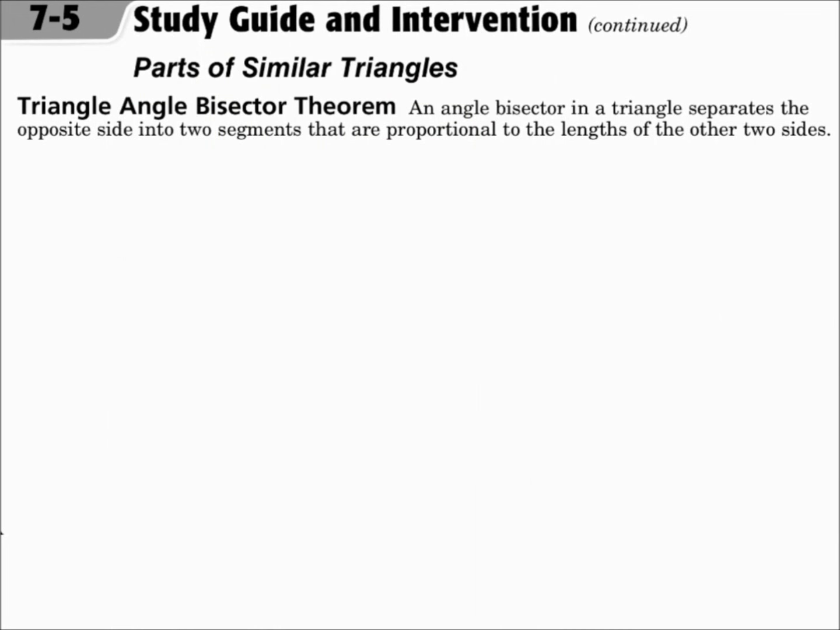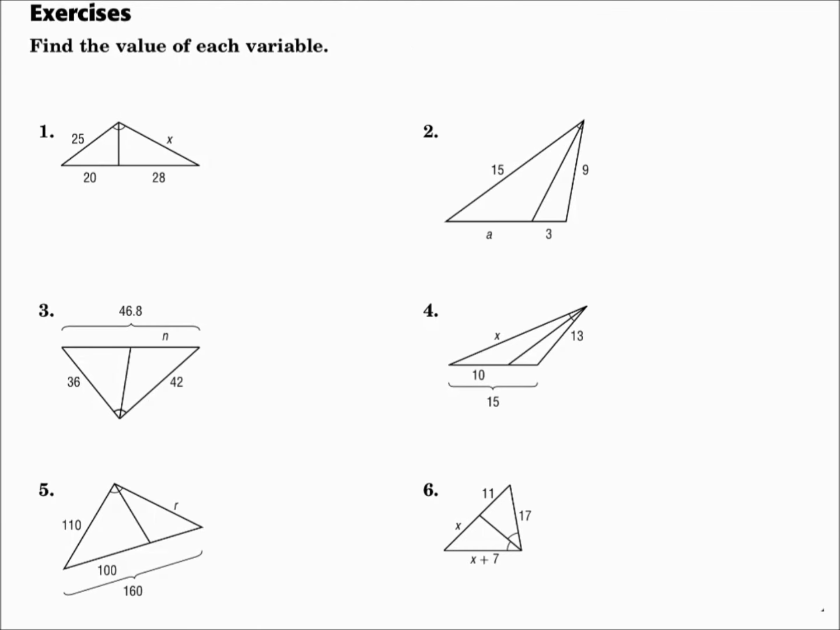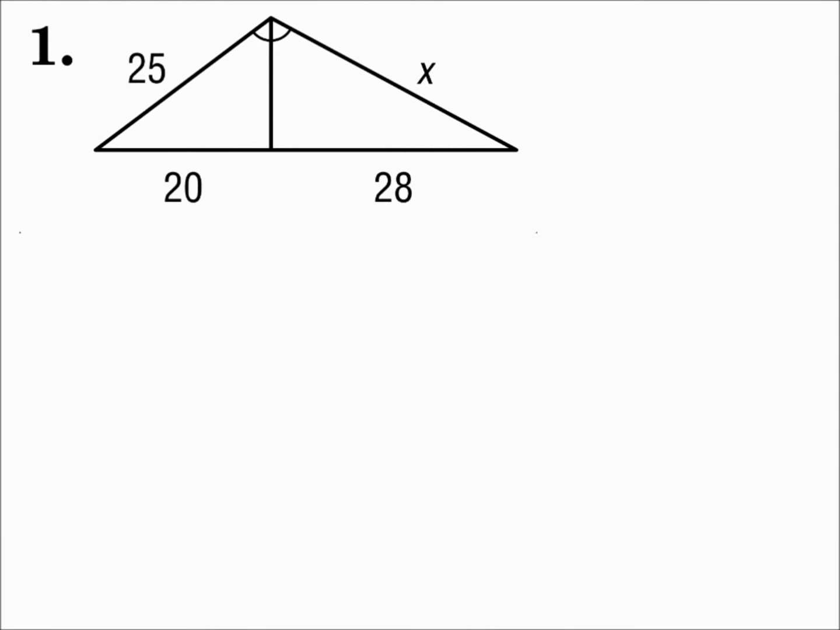The triangle angle bisector theorem says that an angle bisector in a triangle separates the opposite side into two segments that are proportional to the lengths of the other two sides. Find the value of each variable. Number 1. Here you have a triangle with the angle bisector. You can see that angle cut in two. The rule says that the side that intersects is cut into lengths that are proportional to the remaining two sides.